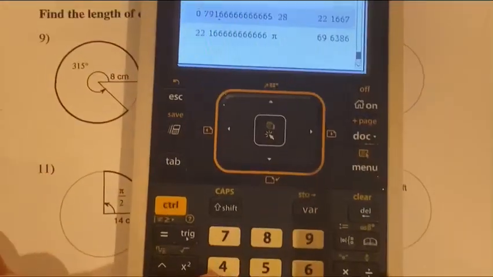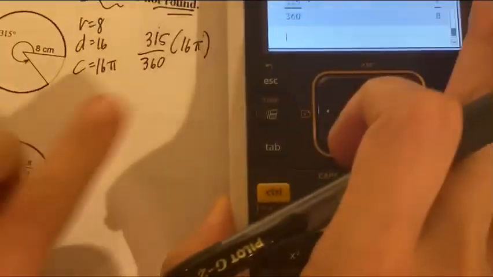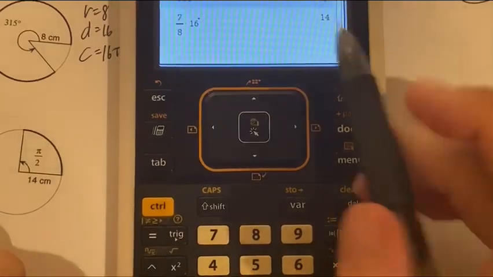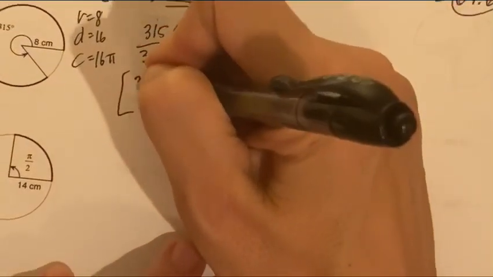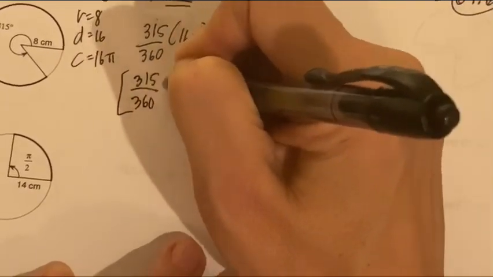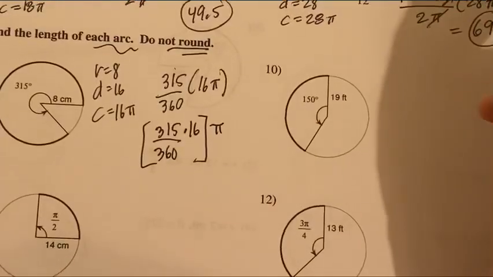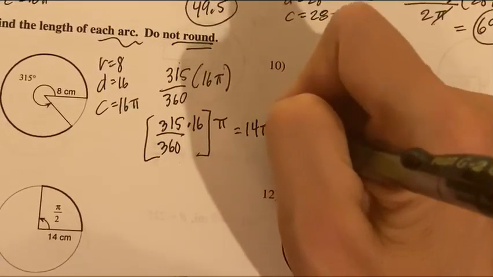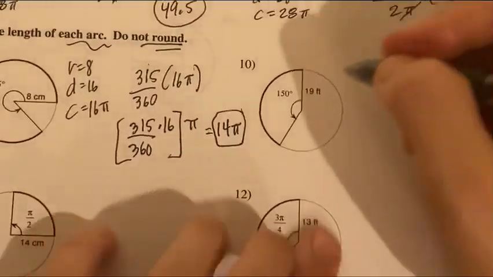So what's 315 divided by 360, enter, times 16, enter, it's 14. Okay, so this is actually, I typed in 315 divided by 360 times 16, and then I didn't multiply by pi. So all this stuff is actually equal to 14. So my answer is 14 pi. Let's look at the next one.